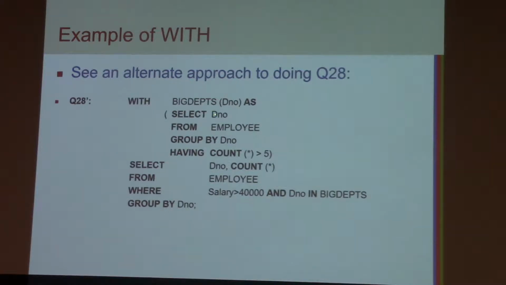The output of this one is the DNOs where the employee count is more than 5, like DNO 1, 2, 3. 1, 2, 3 is stored in memory. In the memory, 1, 2, 3 will be saved under the name big DEPT. Then you can access this data just like a table. So for example here, big DEPT will be used just like a table.